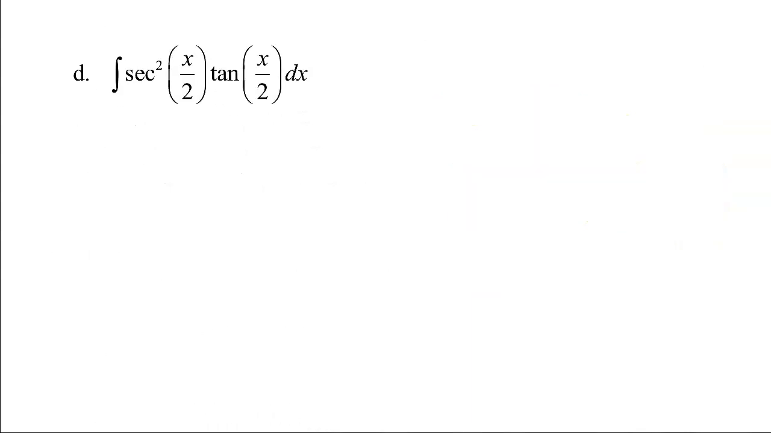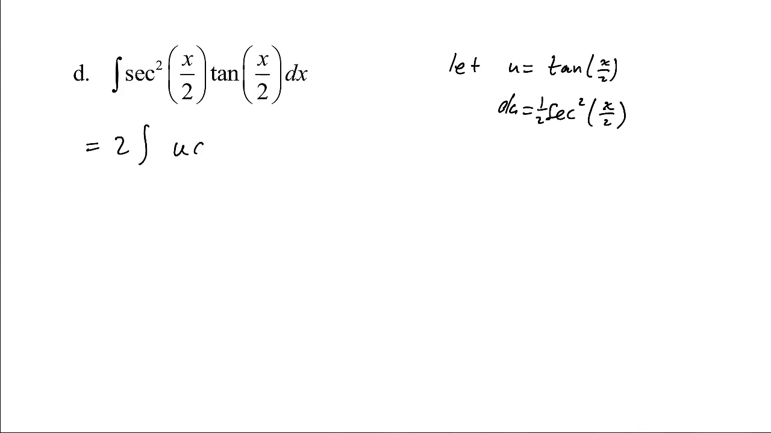All right, part D here. So there's a few different ways to do this one. You can actually do it straight away, where most students go here first. Let u be tangent of x over 2. Then du is secant squared of x over 2 times 1/2. So this becomes 2 times the integral of u du. So this becomes u squared over 2 times the 2, which would just make that u squared plus c. So in this case it is equal to tangent squared of x over 2 plus c.